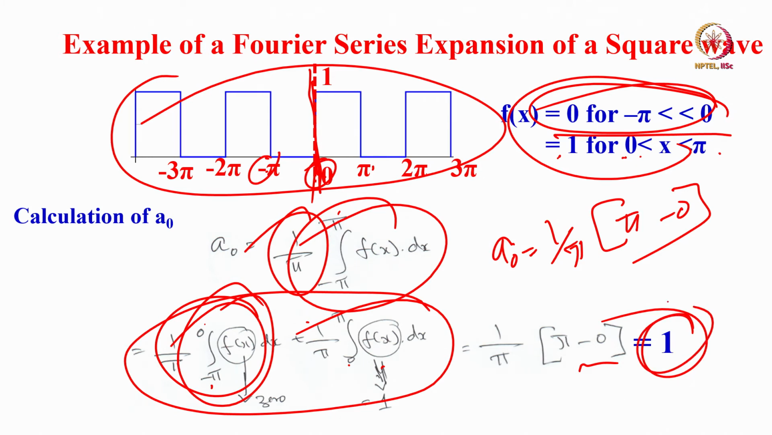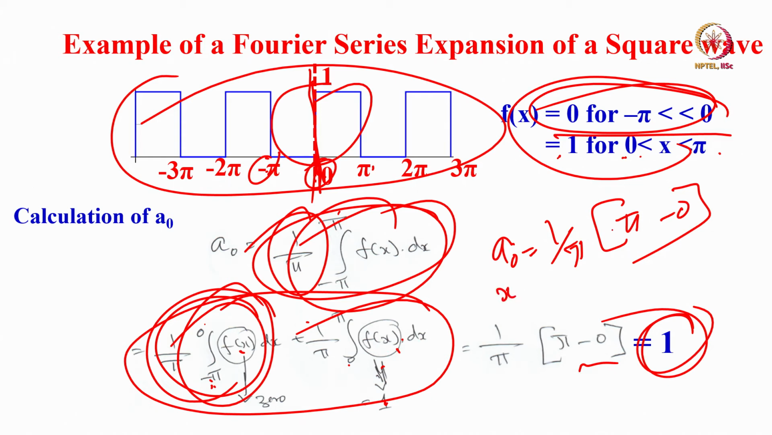You understood how we worked this out? Very simple. All I did is integrate this function from minus pi to plus pi over one cycle, resolved into two terms. One integral goes from minus pi to 0, the other from 0 to pi. Because of the way we have defined the function, from minus pi to 0 f(x) is 0, and from 0 to pi f(x) is equal to 1, and so it is going to be 1 over pi, integral of dx is just x.